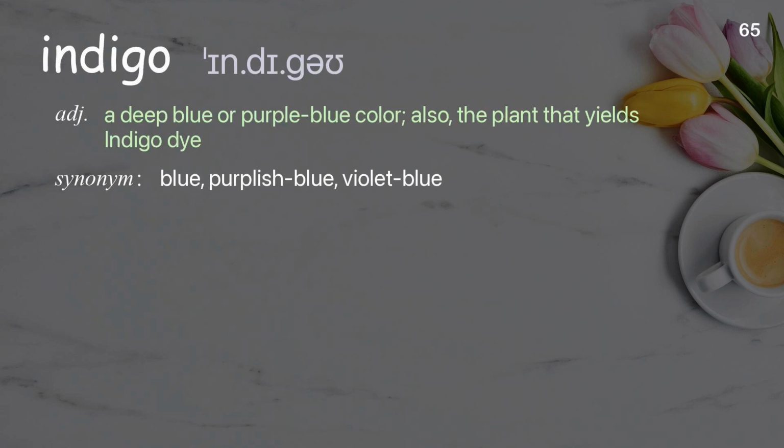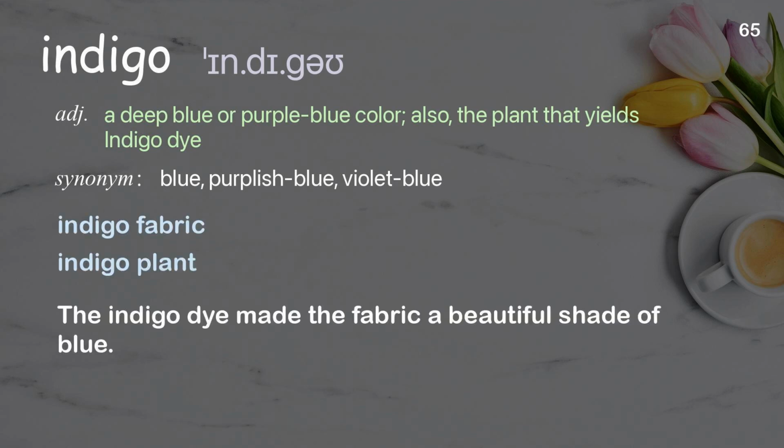Indigo. A deep blue or purple blue color, also, the plant that yields indigo dye. Examples. Indigo fabric. Indigo plant. The indigo dye made the fabric a beautiful shade of blue.